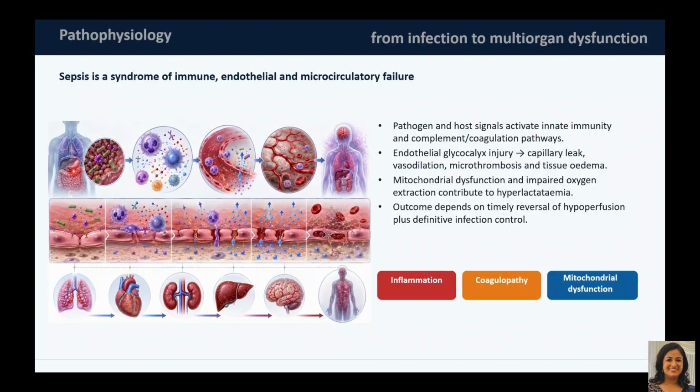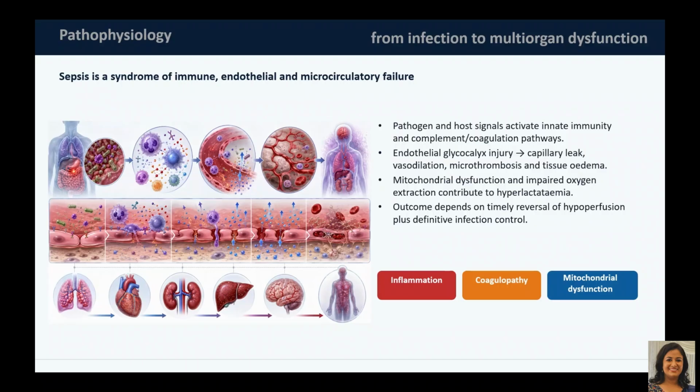Okay, when you consider the pathophysiology, we are considering sepsis as a syndrome. It is a syndrome of immune, endothelial, and microcirculatory failure. As I said, when you have an infection, what you usually get in a normal patient is a regulated response. But here, when you have a pathogen, the host is mounting a dysregulated response. So what is the first system to activate? It is the innate immune system in the body, isn't it? Whenever there is an infection, there is an activation of the innate immune system.